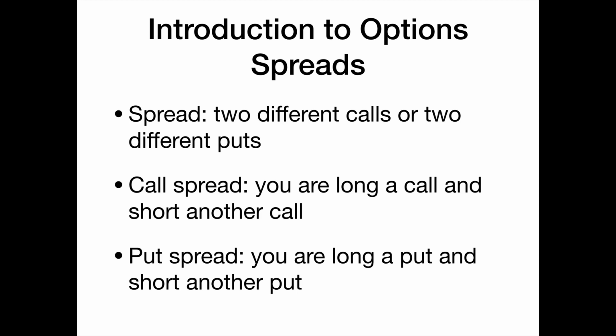So a spread is basically just two options, two different call options or two different put options. And there are two kinds of spreads. There are call spreads, where you're long a call option and short another call option, so two call options. And then there are put spreads, where you are long a put option and short another put option. So these are the two basic kinds of spreads. They're either built out of two calls or two puts. And in each case, you're going to be long one of the options and short one of the other options.